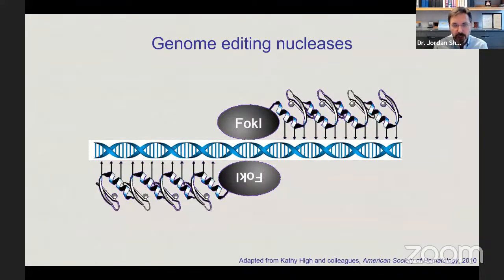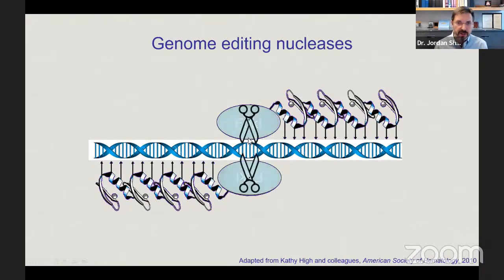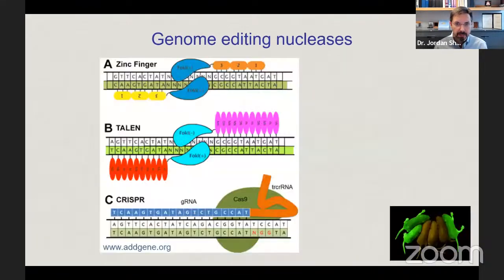So this is what a genome editing nuclease looks like. It's usually a protein that binds to DNA, and it has a nuclease protein. This is a nuclease that's like a pair of scissors that will cut the DNA. So this is supposed to animate in later. Ignore this for now. We'll come back to that.